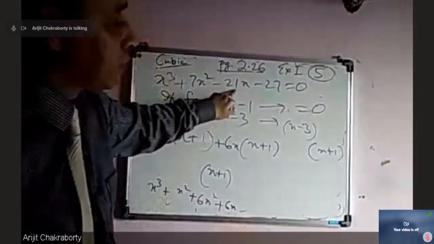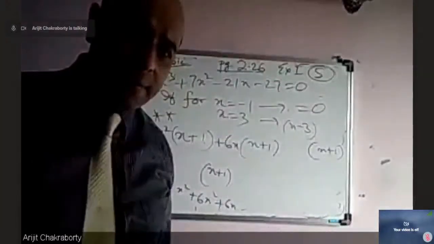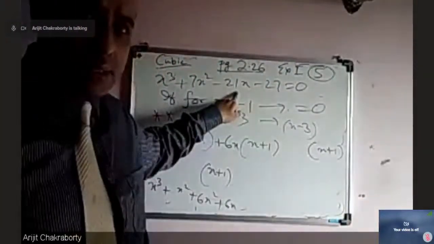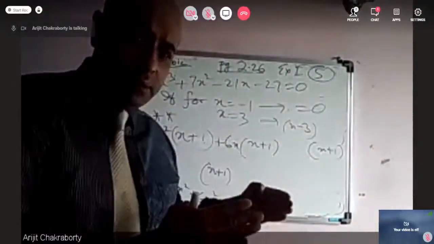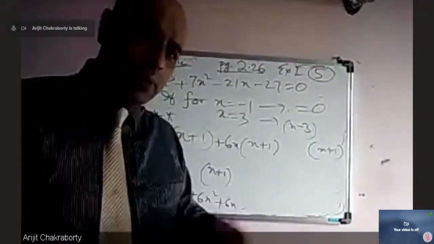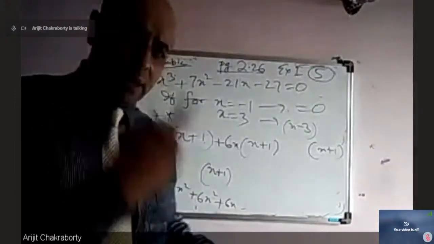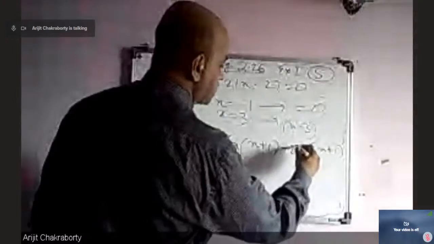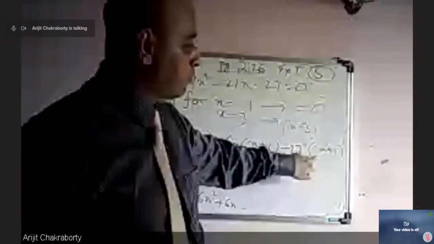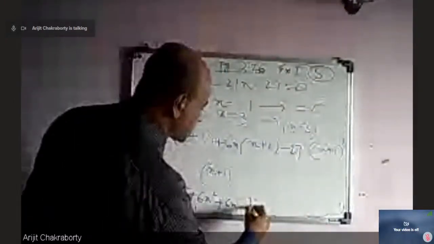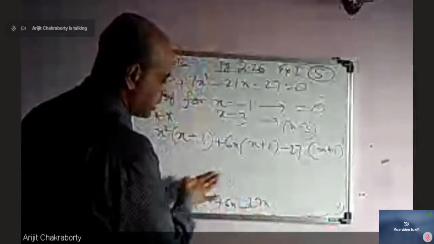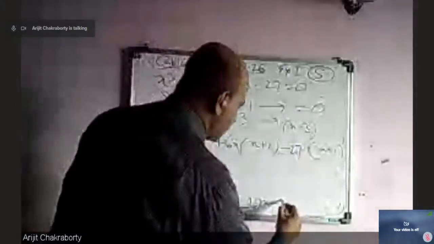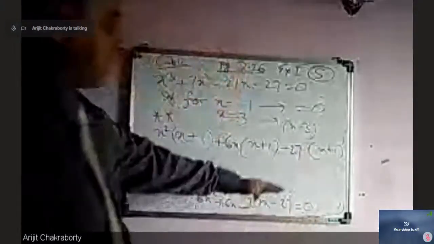I need minus 21x. I have 6x, but I need minus 21x. So I have to deduct 27 so that I get minus 21. So here I will write minus 27 so that this becomes minus 27x, minus 27. Minus 27 into 1, minus 27 equal to 0. Now we are getting it.